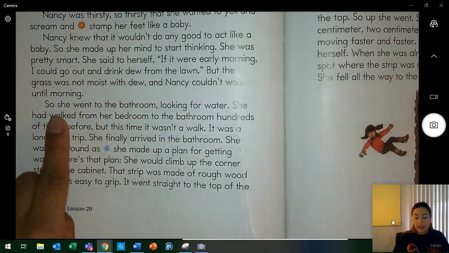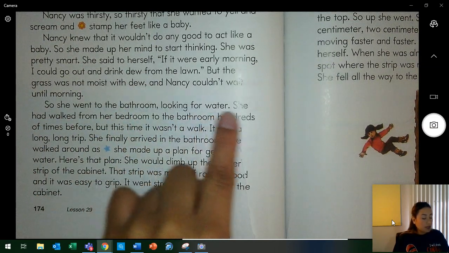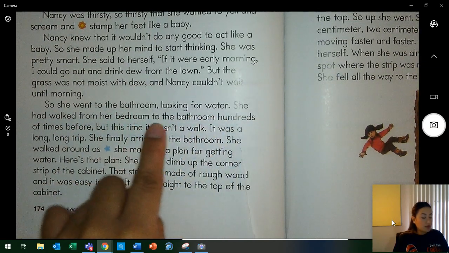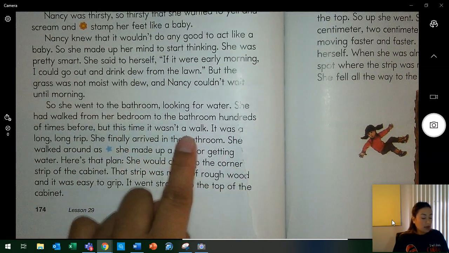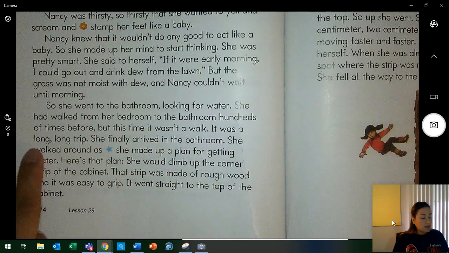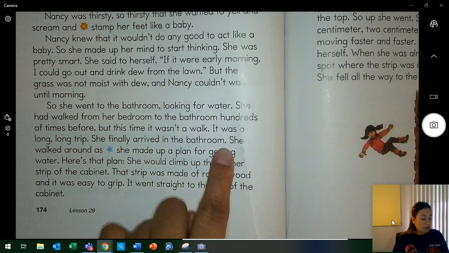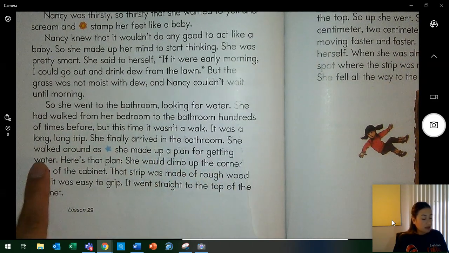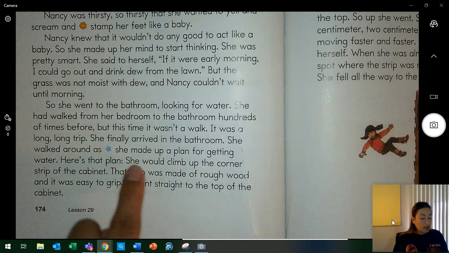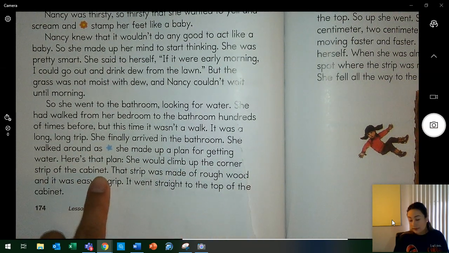Okay, keep tracking as I read. So she went to the bathroom looking for water. She had walked from her bedroom to the bathroom hundreds of times before, but this time it wasn't a walk. It was a long, long trip. She finally arrived in the bathroom. She walked around as she made up a plan for getting water. Here's that plan. She would climb up the corner strip of the cabinet.